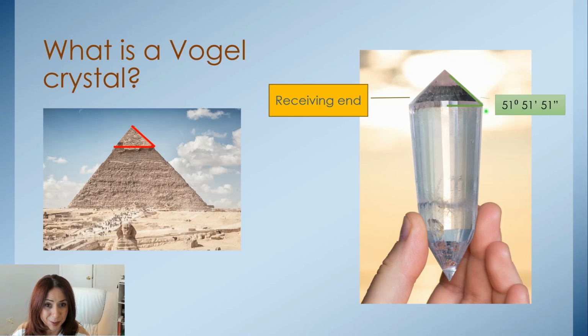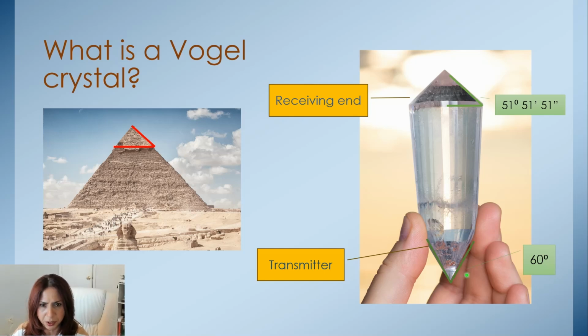And this geometry or the design for the cut is interesting because this angle that we see here is the same angle as the Great Pyramid. That angle is 51 degrees, 51 minutes, 51 seconds, but it's close, really close. The transmitter is a more acute angle, and this particular cut is close to 60 degrees. Another part of the design is very important, it must be attuned to a specific frequency, and that is the frequency of water.